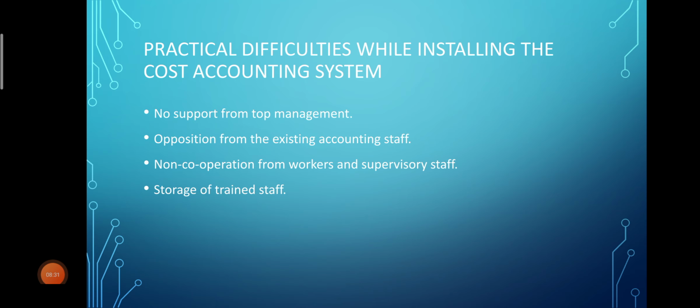Now, what practical difficulties will they be facing? There will be no support from the top management, there will be opposition from the existing accounting staff, there will be non-cooperation from workers and supervisory staff, and there will be shortage of trained staff. Because of these difficulties, they will hesitate to install cost accounting. While installing this system there will be lots of difficulties, which they will have to solve, and then they can install the cost accounting system.